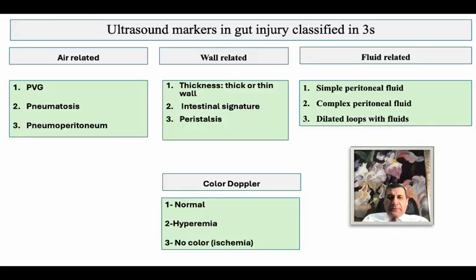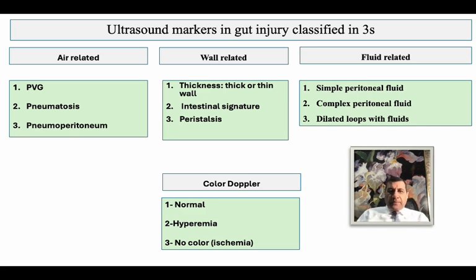Now we have this important slide to highlight the ultrasound markers in gut injury classified in triads. You have 3 markers related to air, 3 markers related to the wall itself, and 3 markers related to fluids, to make it easy for you to memorize these triads: air, wall, and fluid. And we have another extra 3 markers related to applying color Doppler. So 3 by 3 by 2-dimension ultrasound and another 3 by color Doppler.